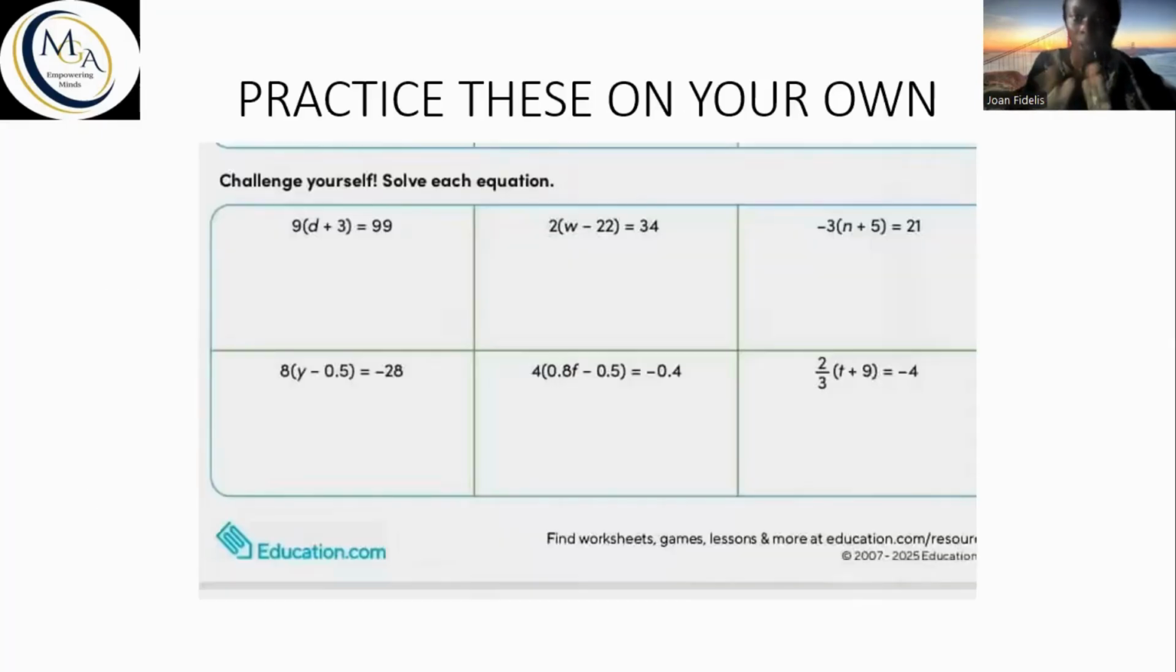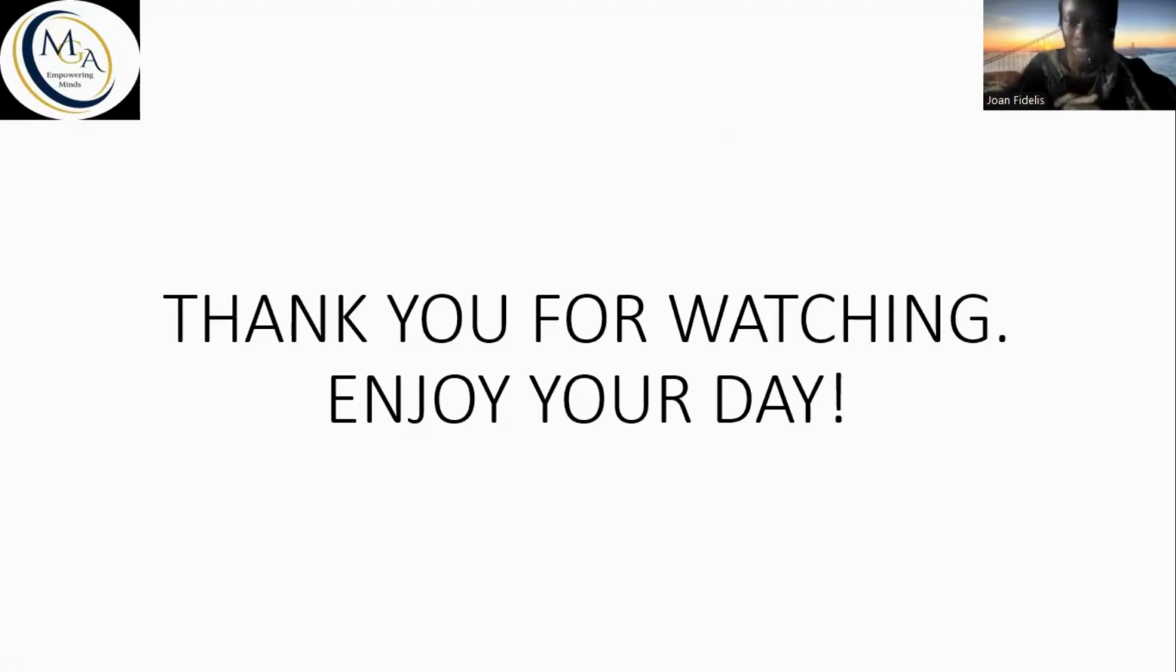So now you are going to practice this on your own. First example, 9d plus 3. The first thing you need to do is to divide both sides by 9 and then remove the coefficients to the other side. These are pretty simple. I trust you've enjoyed watching this lesson today. Do practice, practice, practice, and have a great day. Thank you for watching. Bye.